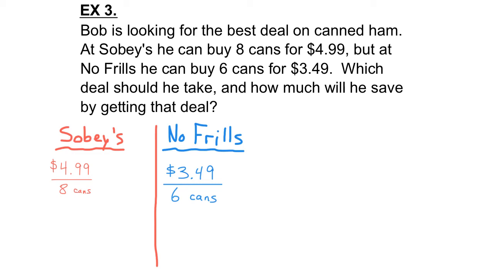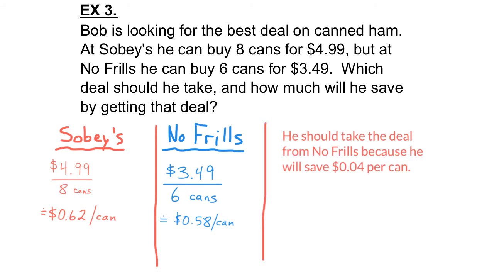That's proper communication. Okay, so at Sobeys, it's $4.99 for 8 cans. Let's just find the unit price. So $4.99 divided by 8. When I round my answer, I get approximately 62 cents per can. Now let's do the same thing with No Frills. $3.49 divided by 6, you get approximately 58 cents per can. So now we can make a conclusion. This is the better deal, so he should take the deal from No Frills because he will save, well, what's the difference? About 4 cents per can.